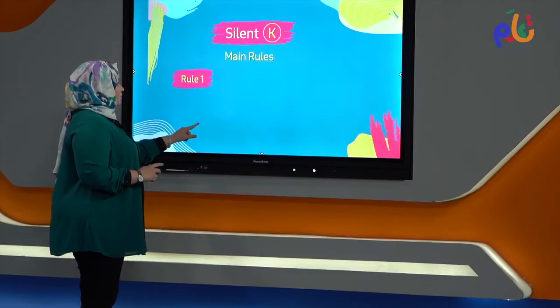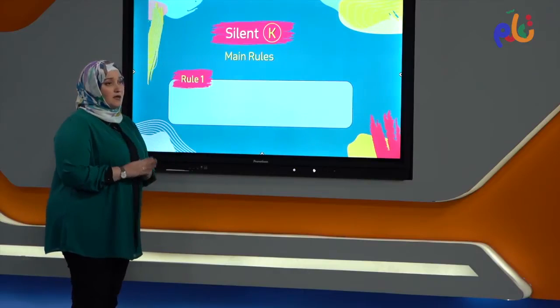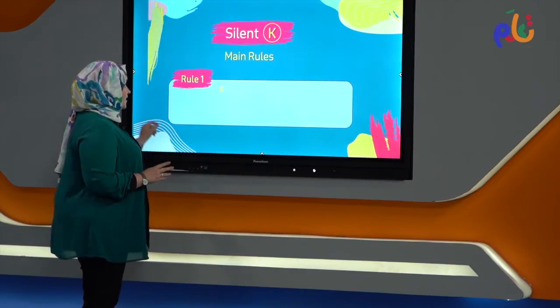Okay, let's learn together the remaining silent letters we could learn today. تعالوا مع بعض نشوف ال remaining silent letters اللي عندنا ونشوف ال rules how to apply it in a word. ازاي نقدر نطبقها في ال pronunciation واحنا بننطقها في كلمة. Let's take the silent K. Now, we're going to learn together the main rules of silent K.